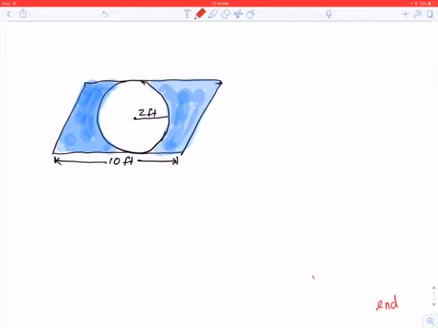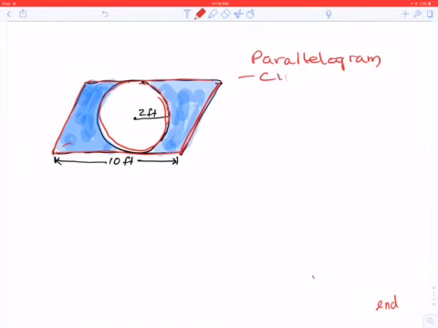Now in this next figure, what I have is a parallelogram. That is, there's two pair of parallel sides. And I want to subtract, or cut out, a circle. So I take the area of a parallelogram, and I'm going to subtract the area of the circle.